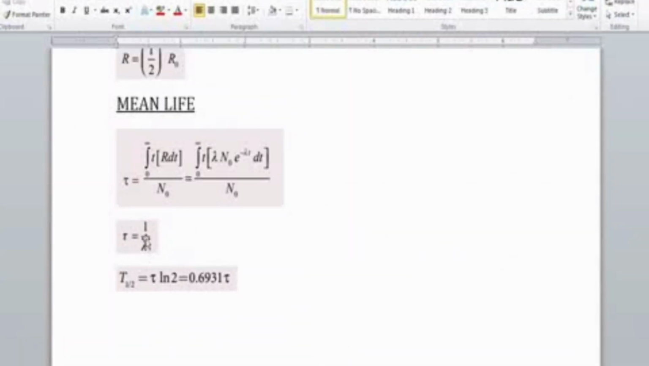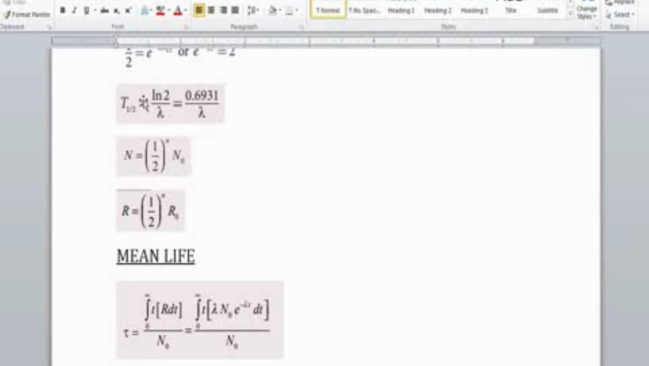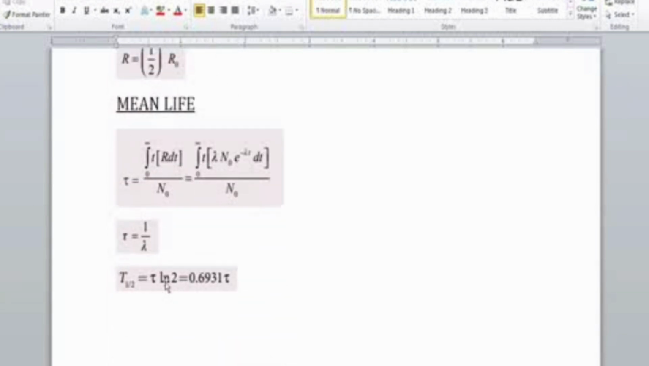So tau equal to 1 by lambda is substituted in the equation. See, T half equal to ln 2 by lambda. Substituting 1 by lambda, you can write T half equal to tau into ln 2, that is 0.6931 into tau. So this is the relation between the half-life period and the mean life.